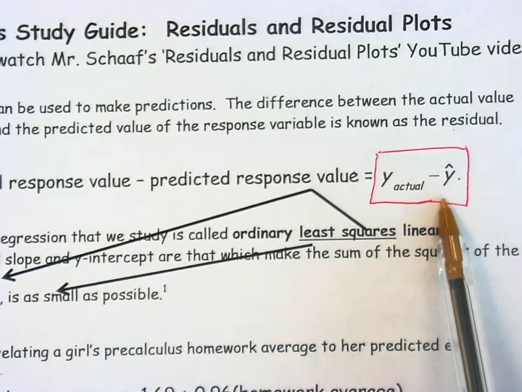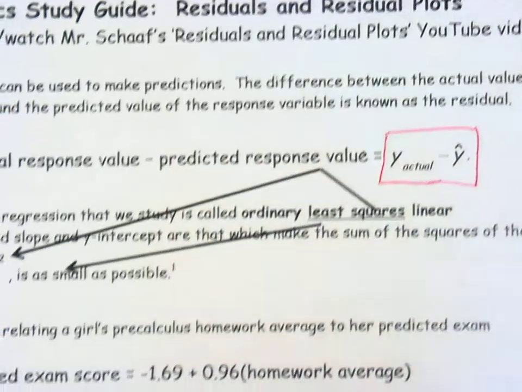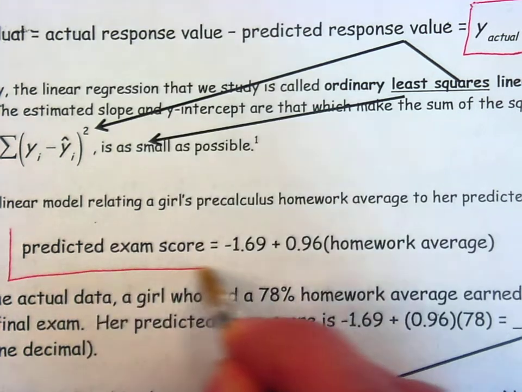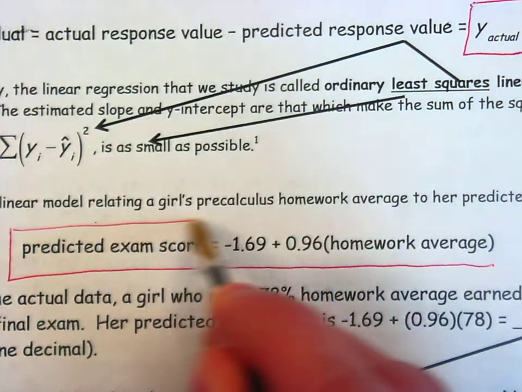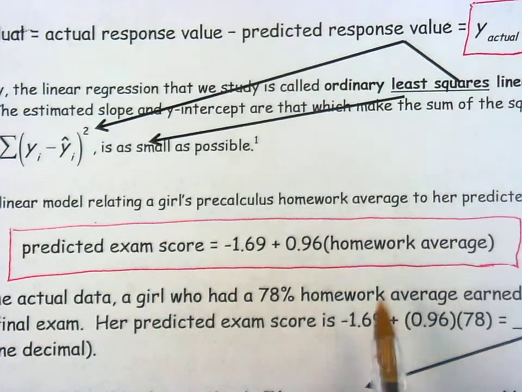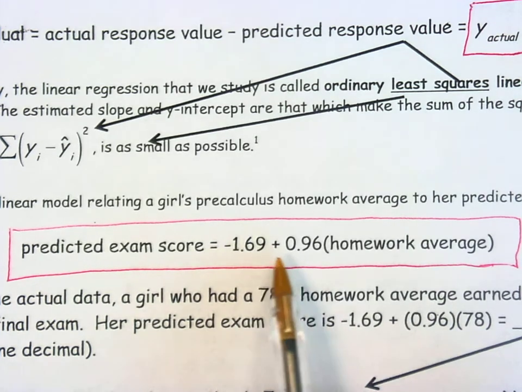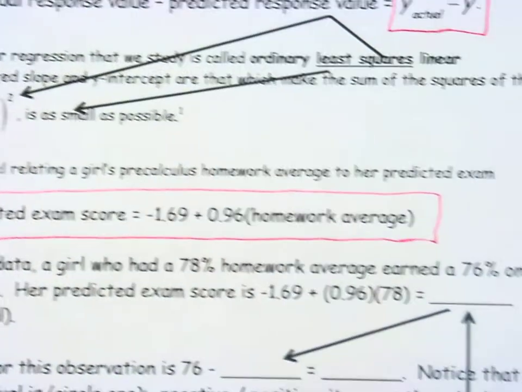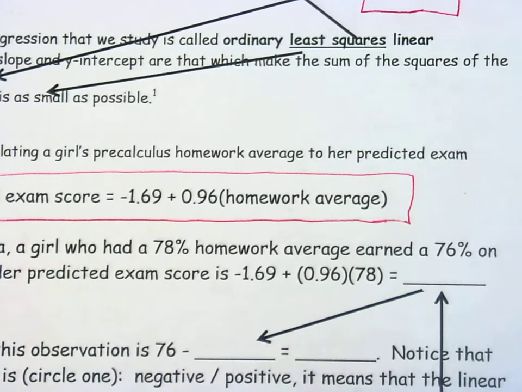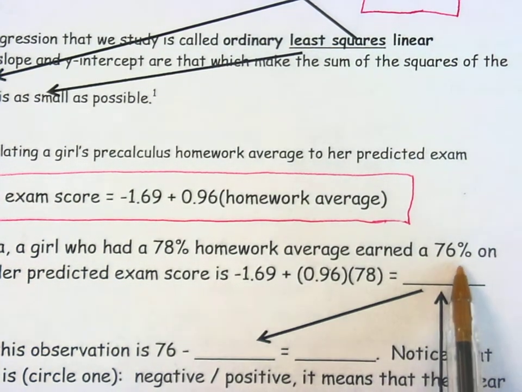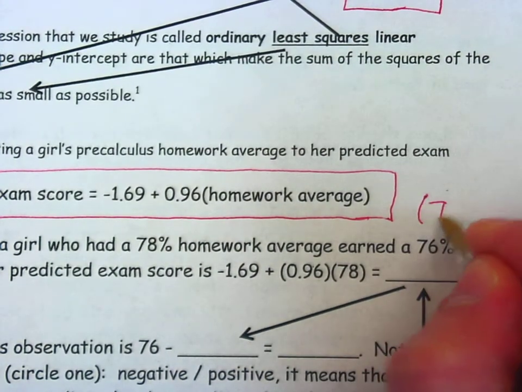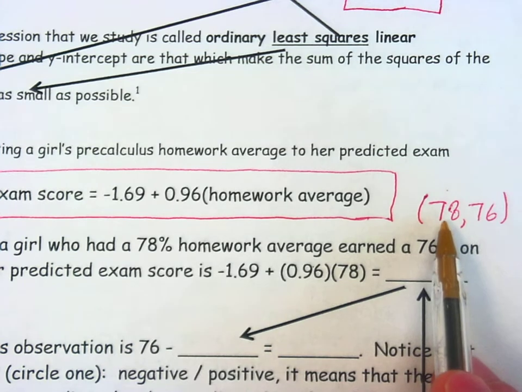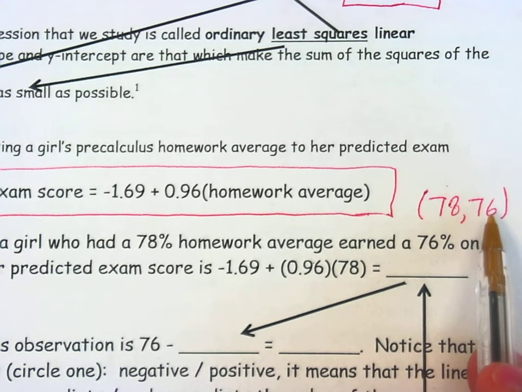And that's what questions 1, 2, 3, and 4 are about on the front of the study guide. So here is the same model that we've been using for all of our examples: predicted exam score for the girls in my pre-calculus class a few years ago. Negative 1.69 for the intercept, and the slope is 0.96 times their homework average. The very first ordered pair in the data set is (78, 76). This is actually on the scatter plot. So there was a girl who had a 78% homework average. She earned exactly a 76 on her exam.